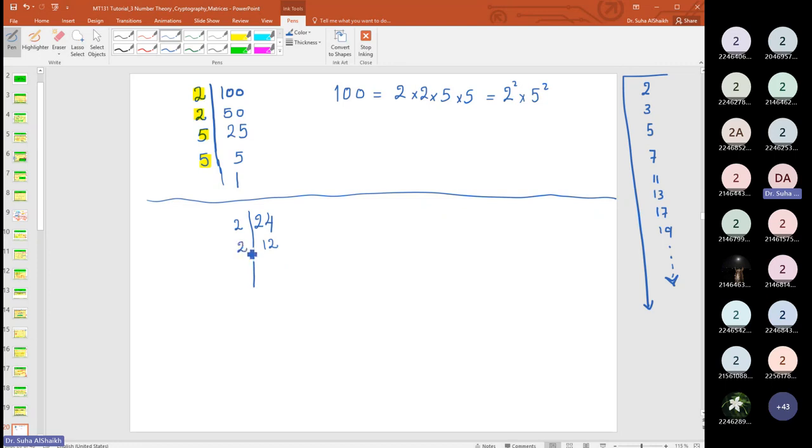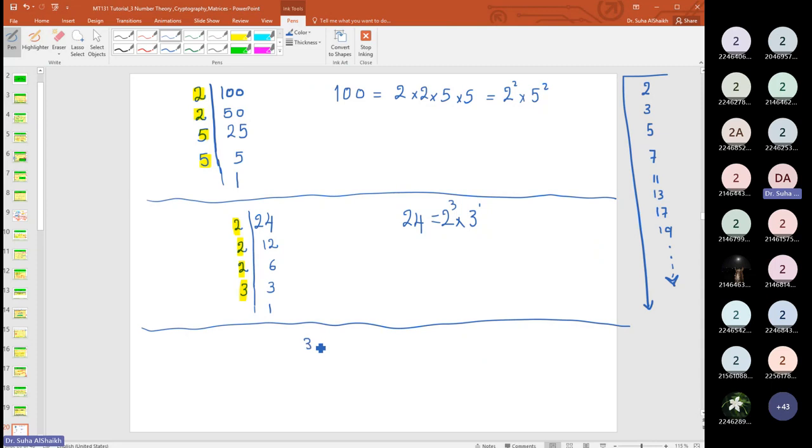The 12 is divisible by 2 and the result is 6. And the 6 is divisible again by 2, the result is what? 3. Now 2 doesn't divide anymore. I have to check the next, which is 3, and the result is 1. Once we reach the 1, we stop. And this is a 2, a 2, a 2 and a 3. So we say that 24 is equal to 2 power 3 multiplied with 3 power 1.